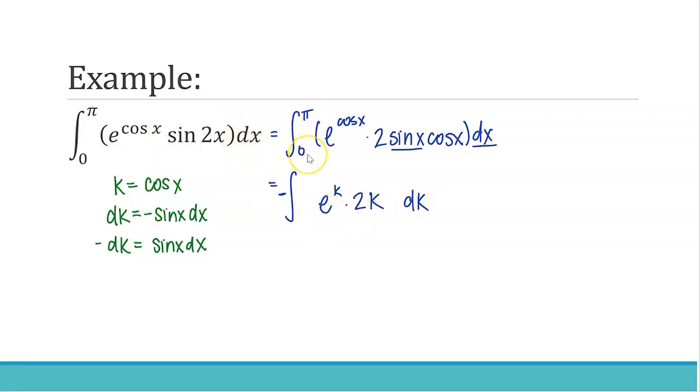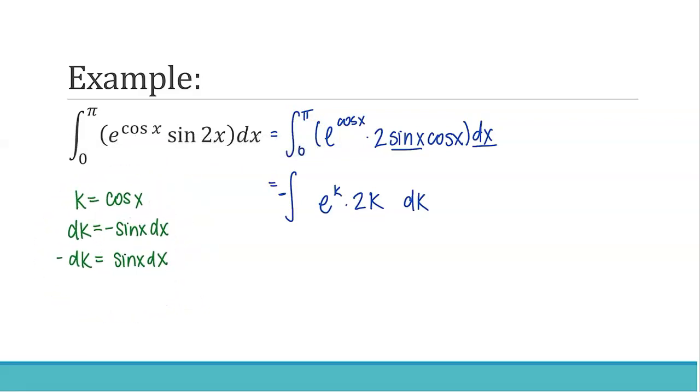But these limits are x values. They are not k values. So I'm going to go ahead and turn them into k values. So k of 0, what's cosine of 0? That's 1. And then if I plug in pi, k of pi, what's cosine of pi? That's negative 1. So let's keep our scratch work separate here. That's negative 1.